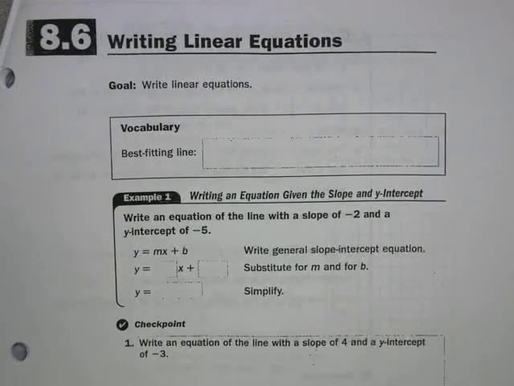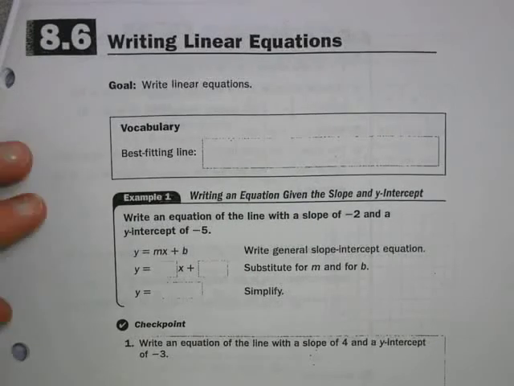Today we're going to be taking some notes on writing linear equations. A couple things we need to add in. There's a little bit of vocabulary here. A best fitting line is a line that lies as close as possible to the points of a scatter plot. And we're going to have to talk about what a scatter plot is coming up here.